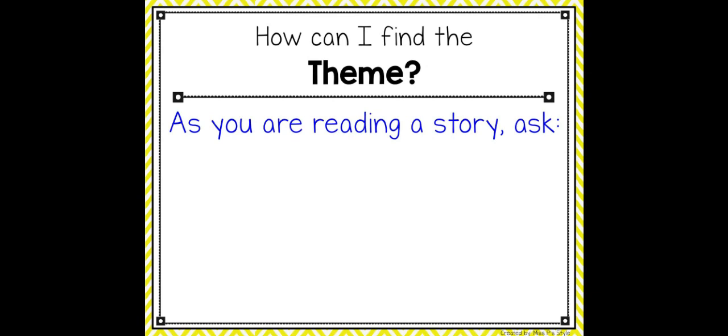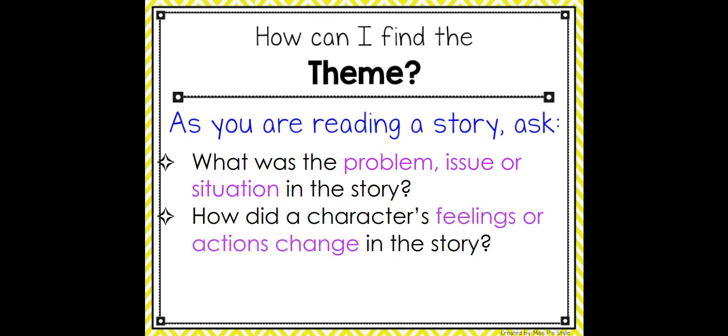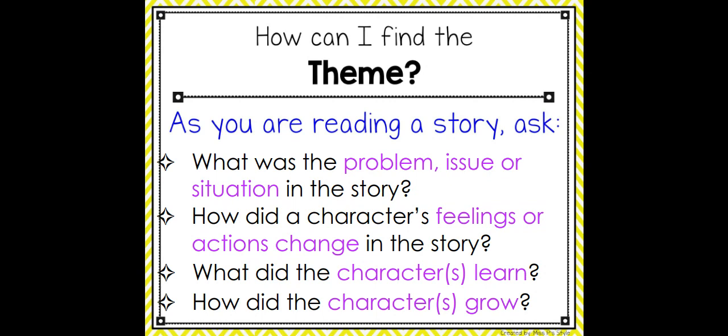So, how do we find the theme? There are some questions you can ask yourself to help you identify the theme in a story. As you are reading a story, ask, what was the problem, issue, or situation in the story? How did a character's feelings or actions change in the story? What did the characters learn? And how did the characters grow? If you ask yourself these questions, you will be focusing on the events in the story, and you will also be focusing closely on the characters.